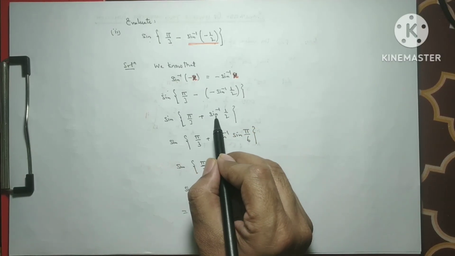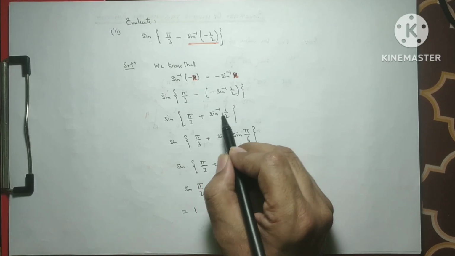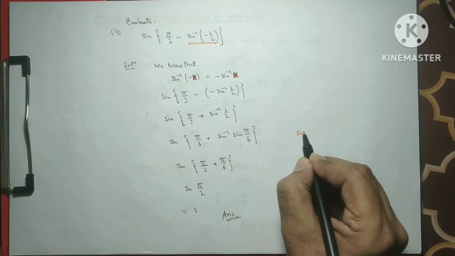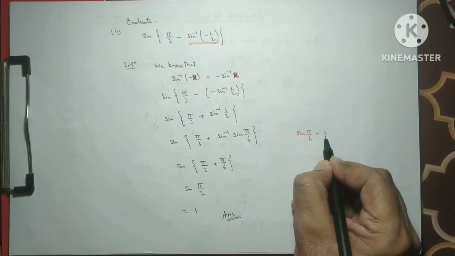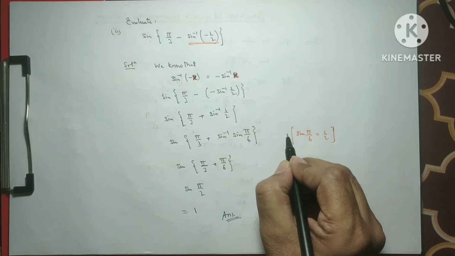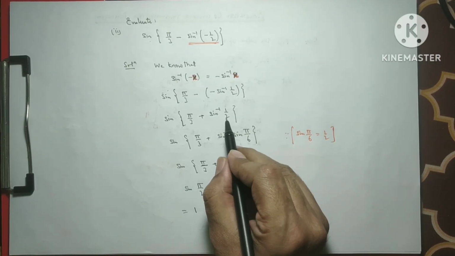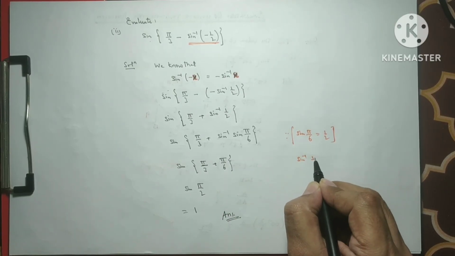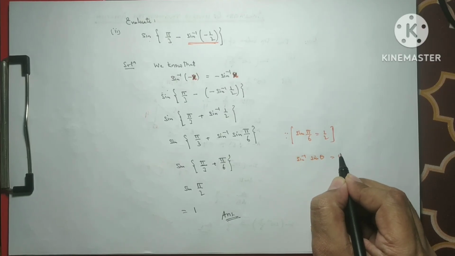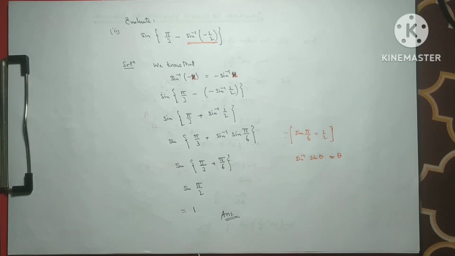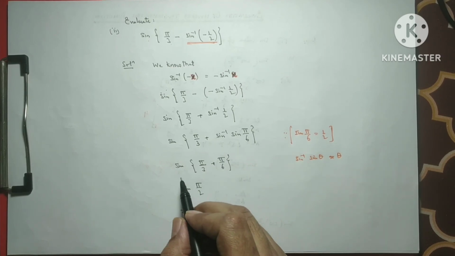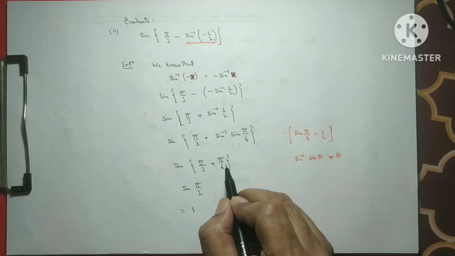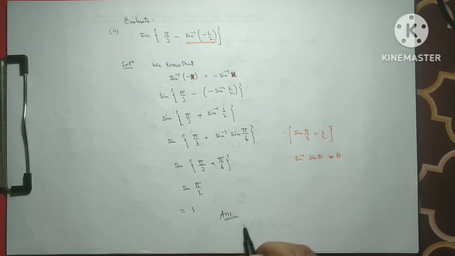sine of pi by 3 plus sine inverse half, and the value of half in terms of sine will be sine pi by 6. So sine pi by 6 is half. So we put this value half as sine pi by 6, and according to the theorem sine inverse of sine theta equals theta. So we get only pi by 6. So sine of pi by 3 plus pi by 6, and this is 60 degree and this is 30 degree, we get 90 degrees. Sine 90 is 1. So this is the answer.